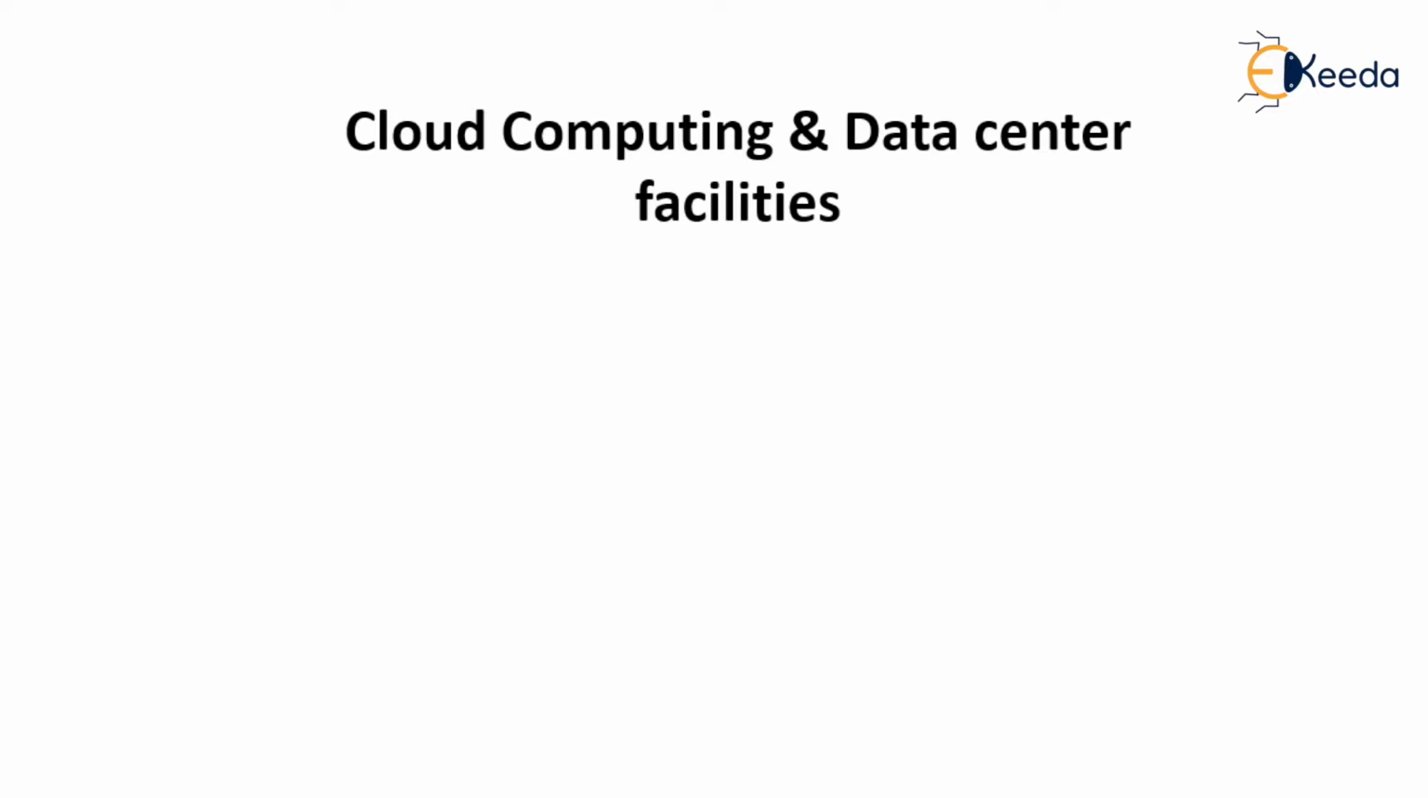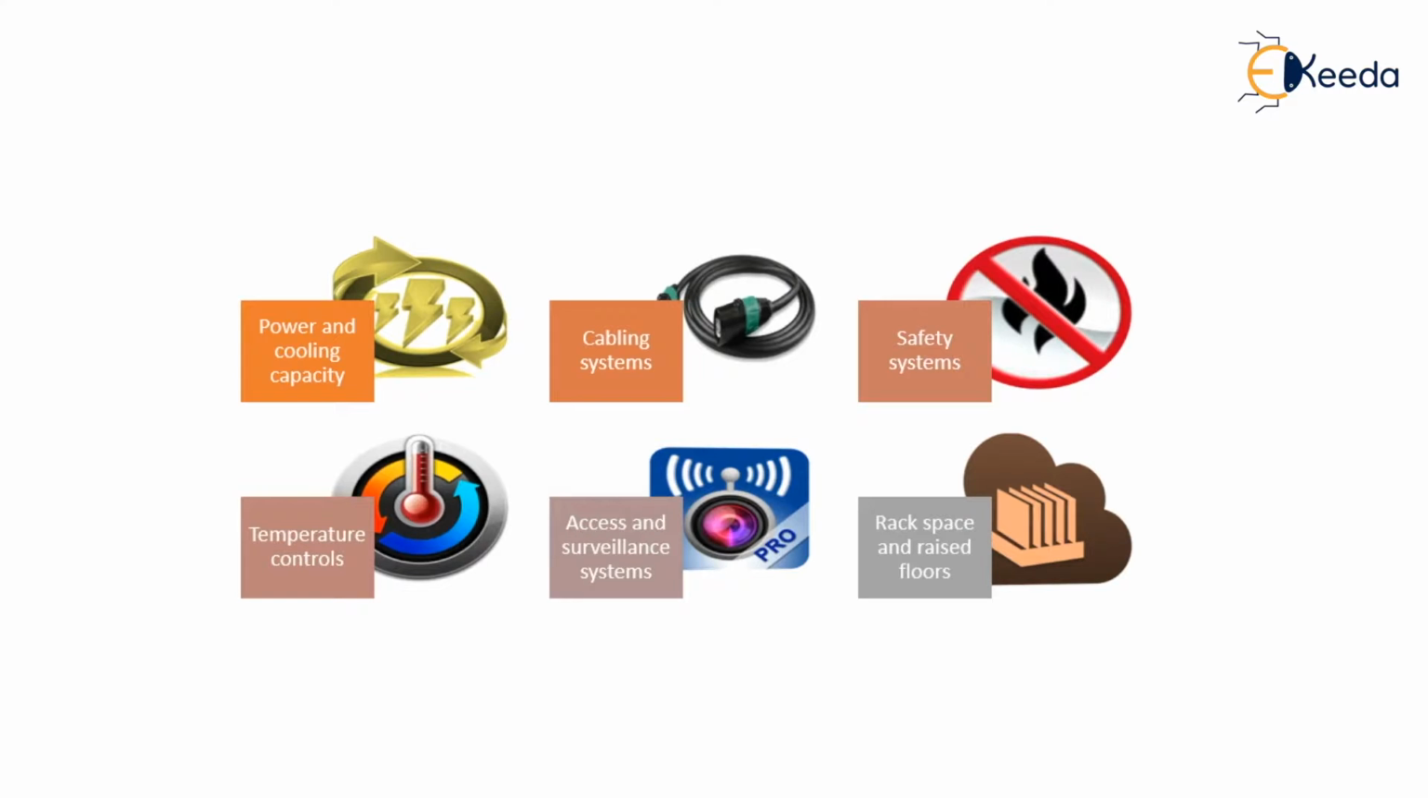So, based on the criticality of the data center and its need to be accessible and functional, there are some key areas that the facility should be able to address, like power and cooling capacity, cabling system, safety systems, temperature controls, access and surveillance system, as well as rack space and raised floor.